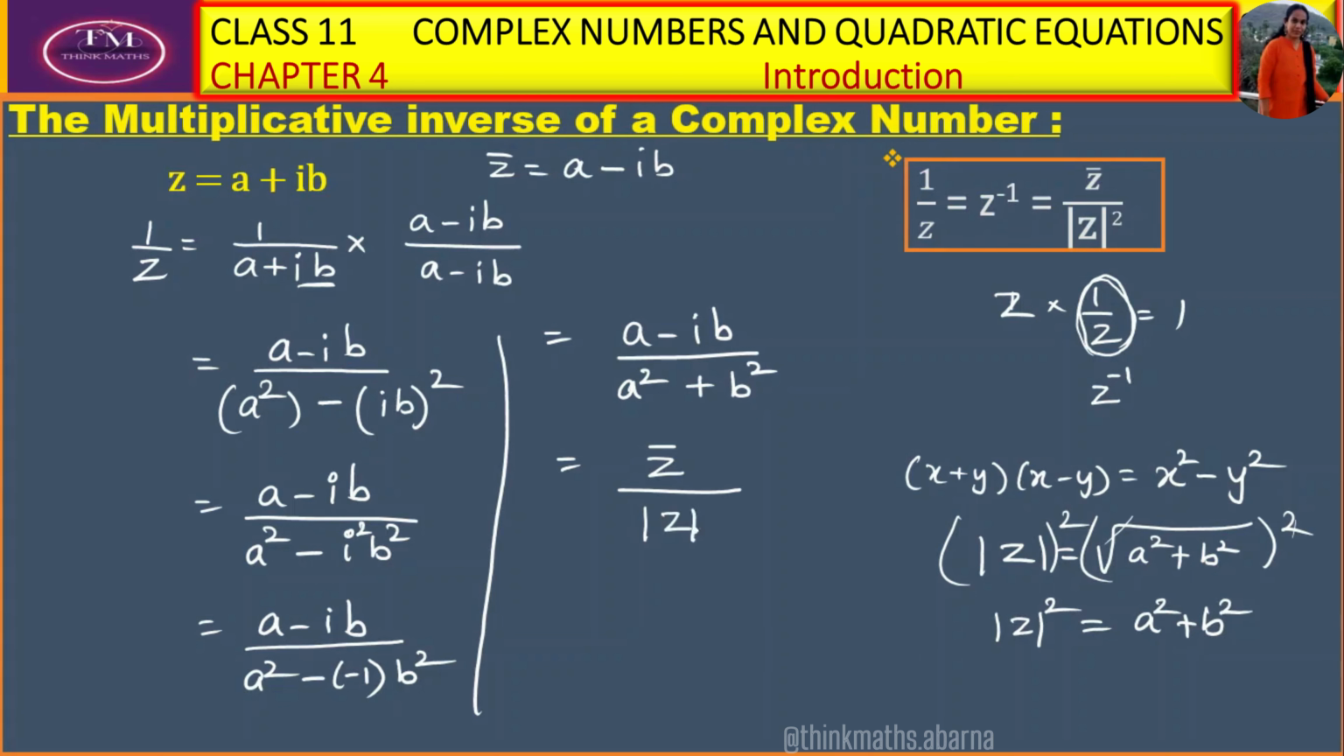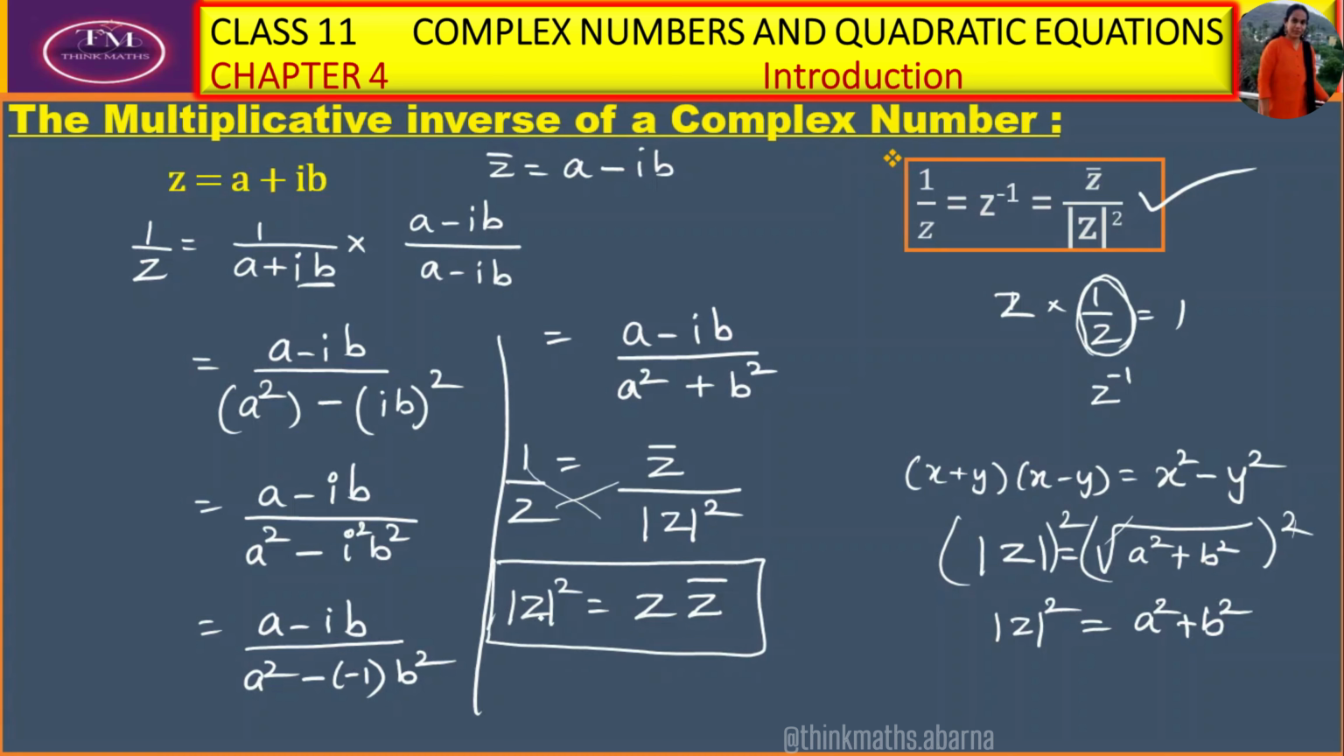What did we get? From 1 by z, we got this. Okay. So just cross multiplying, 1 into mod z square is equal to z bar. Okay. So either you can remember this concept or this concept. So this is the relationship between modulus z and conjugate z. So you have to remember, inverse of z is nothing but z bar by mod z square. Using this formula, you can find the inverse of a complex number.